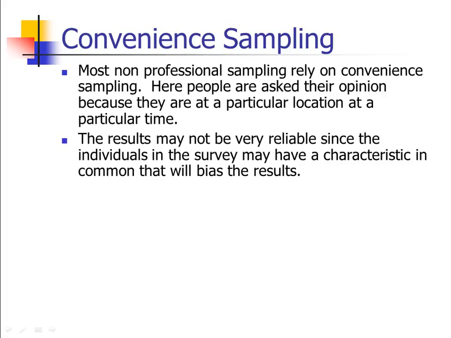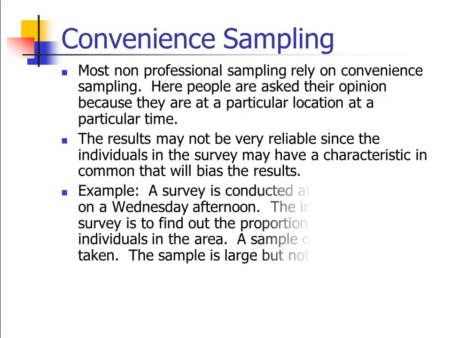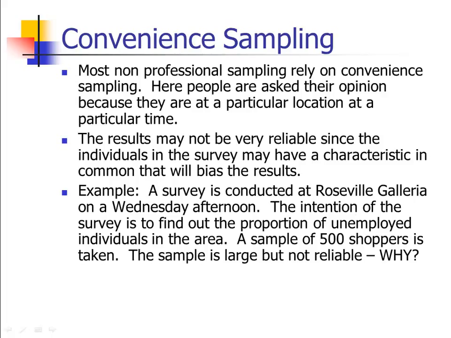The results often are not very reliable because the people they're choosing in that area may have some similar characteristics which would not be representative of the entire population. So for example, if I did a survey conducted at Roosevelt Galleria on a Wednesday afternoon, and the intention of the survey is to find out the population of unemployed individuals in the area. I did a sample of 500 shoppers taken. The sample is large, but it's not reliable. So again, I want you to discuss this with your team and then say, why do you think this would not be a good representation?